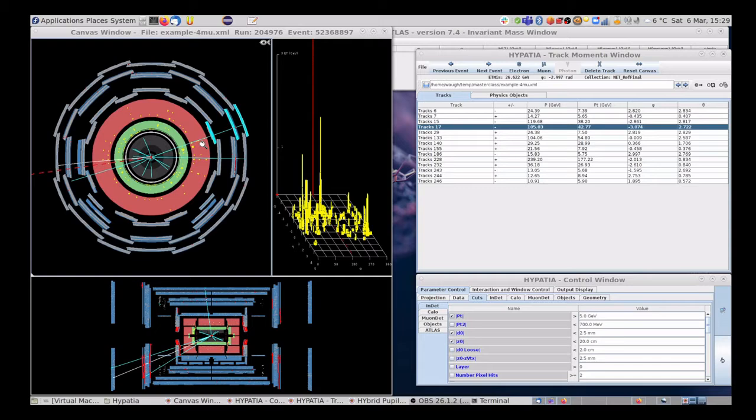We can tell they're muons because they go all the way out through the layers of the detector to the muon chambers on the outside. Looking at the side view, we can see that actually one of them is going out through the central pass of the muon chambers, and the other 3 are going more longitudinally towards these end cap muon chambers.